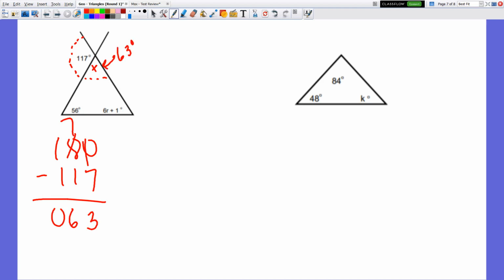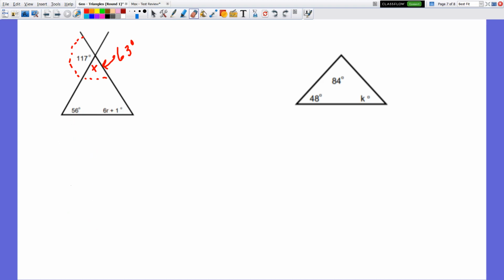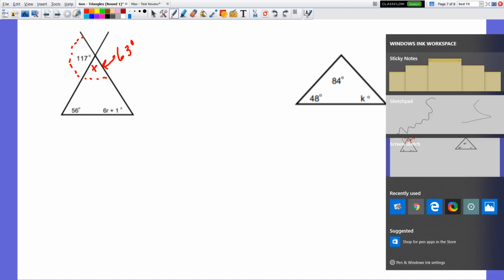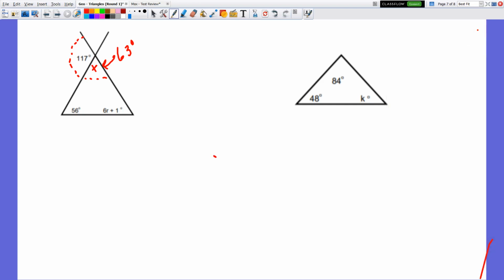Now, if you wanted to get crazy and mark all the angles, that's perfectly fine. But we also know that you have to figure out what r is. 6r plus 1. And you know that whenever you add up all the angles of a triangle, you're supposed to get 180. This is how you write an equation. All right, so 56 plus 63 plus 6r plus 1.